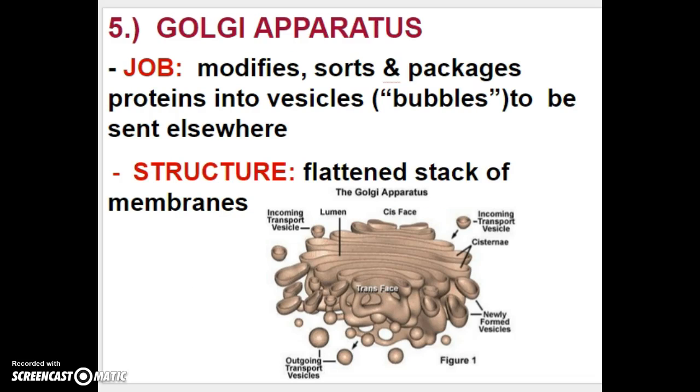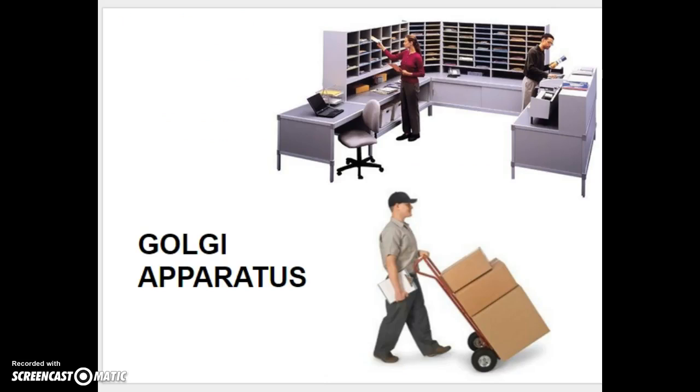The Golgi apparatus is a packager of sorts. It modifies and sorts and packages proteins. And the packaging that they use is called a vesicle, which in Latin means bubble. The Golgi apparatus, to me, I guess, kind of looks like a flattened stack of membranes, kind of like a stack of weirdly shaped pancakes. So the Golgi apparatus is kind of like the shipping and handling department in the Cells R Us factory.